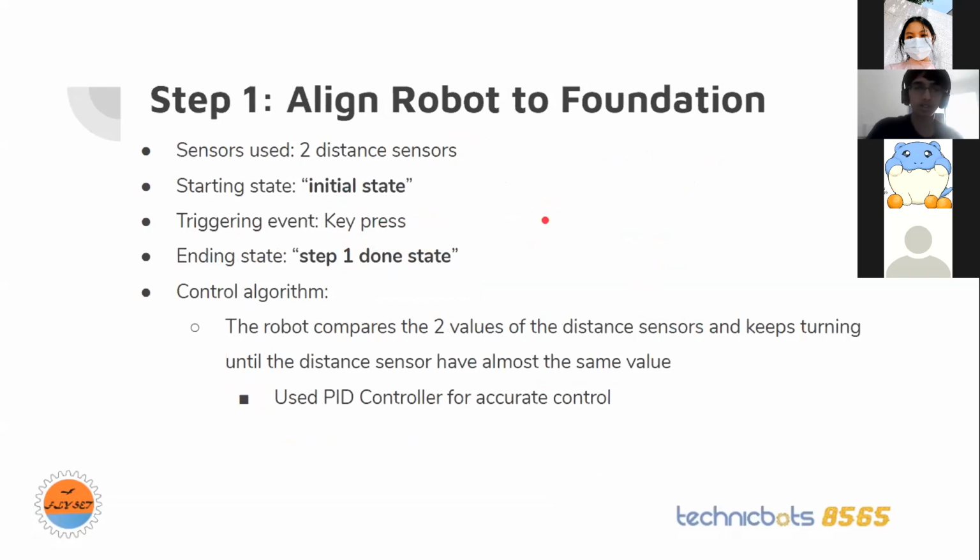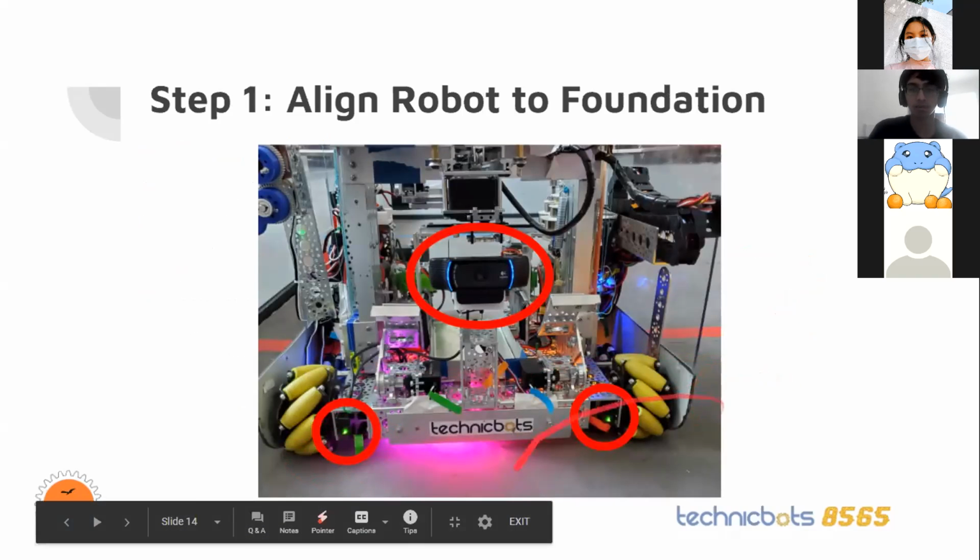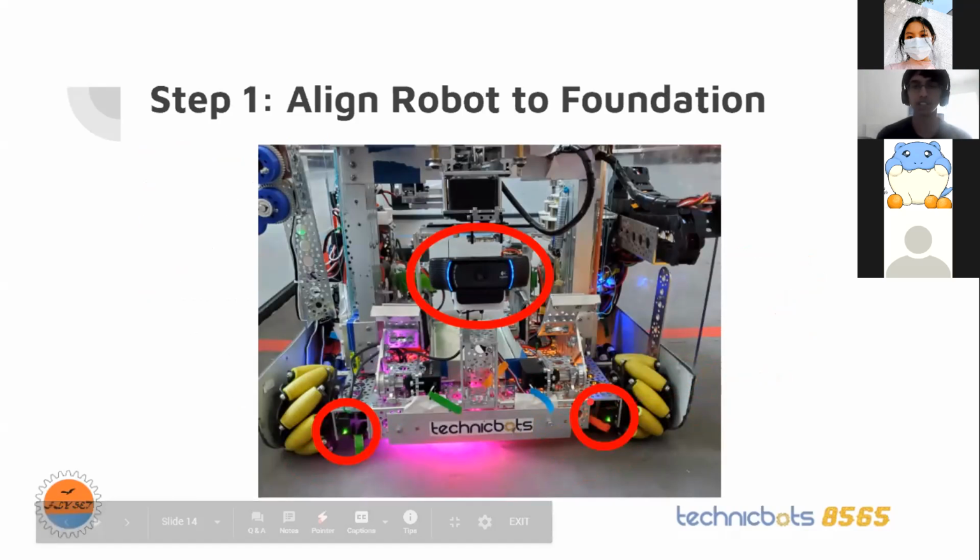The main control algorithm for this was that the robot compares the two values of the distance sensors and keeps turning until the distance sensors have almost the same value. And for this, we use the PID controller for accurate control. As you can see here on this image, we put the distance sensors at the bottom of the robot so that it can sense the border of the foundation.